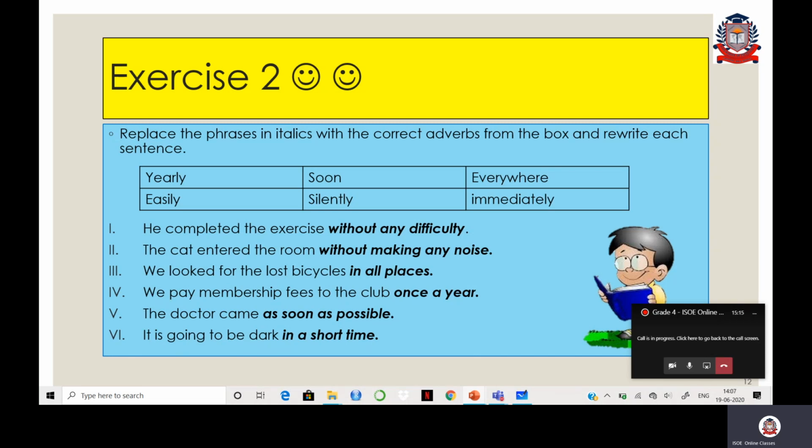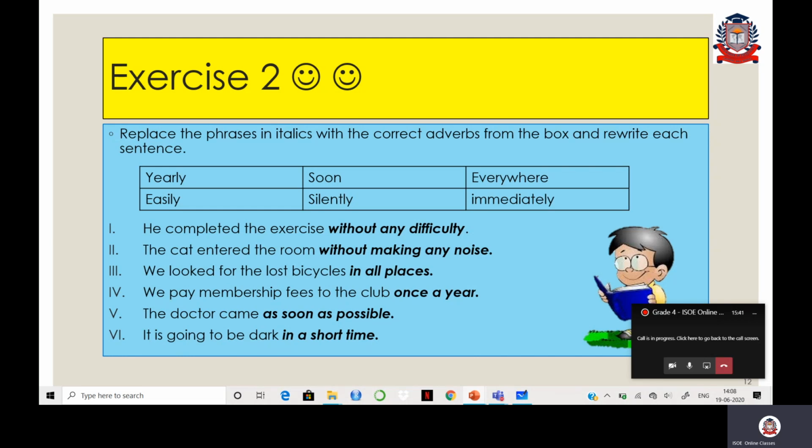So let's start. He completed the exercise without any difficulty. Now, without any difficulty replaces what word here? Alright, so it is easily. So he completed the exercise easily. It fits well, right? The second one, the cat entered the room without making any noise. The cat entered the room how? Silently.